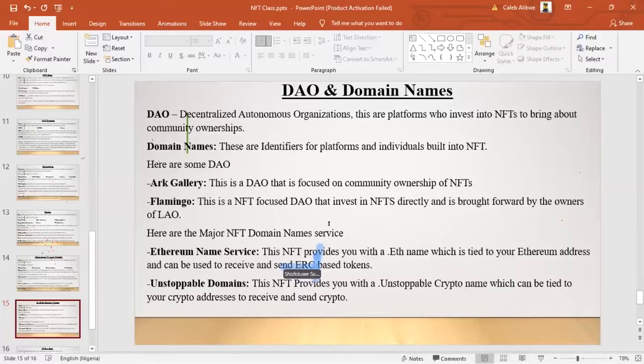Then Unstoppable Domains, this NFT provides you with an unstoppable crypto name, which can be tied to your crypto address to receive and send crypto. So you could go to the Unstoppable Domains platform.